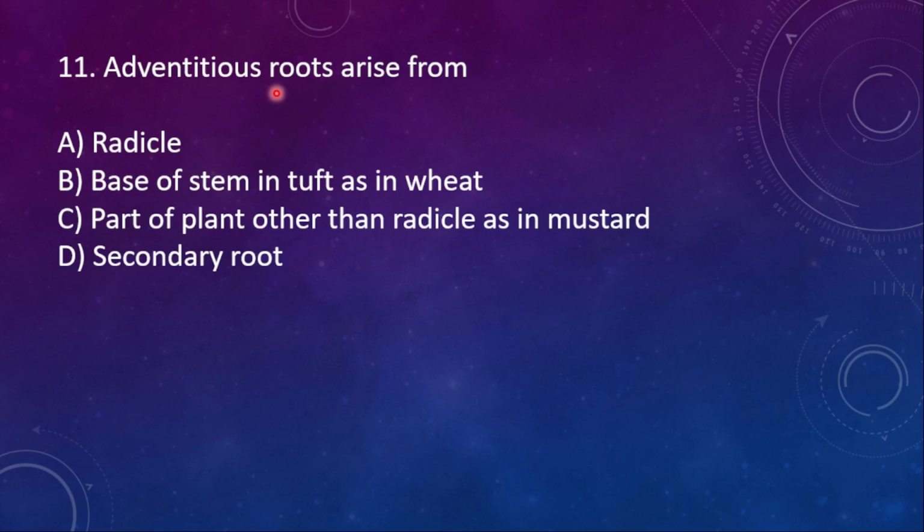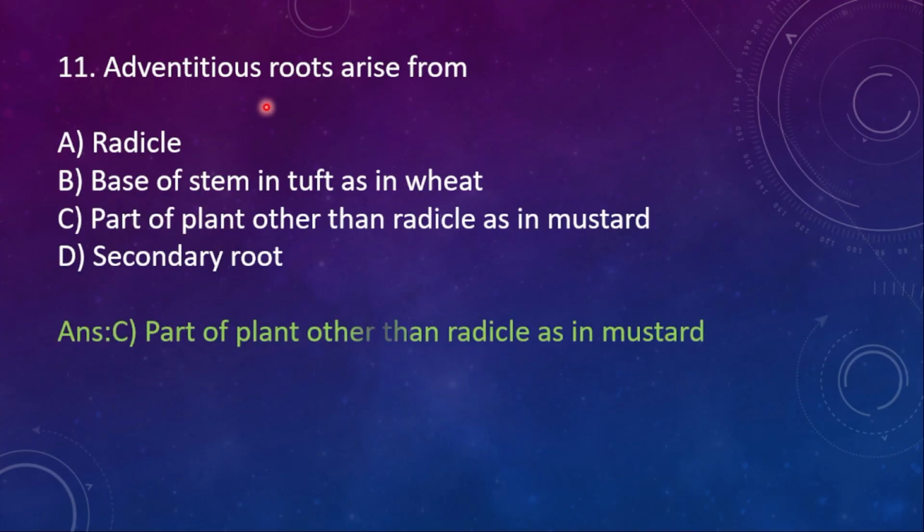11th one, adventitious roots arise from: A. radicle, no. B. base of stem in tuft as in wheat, no. Option C, part of plant other than radicle as in mustard. Yeah, this is right. If any root is arising from a part other than the radicle, then those are said to be what? Adventitious roots. So the correct option here is C.